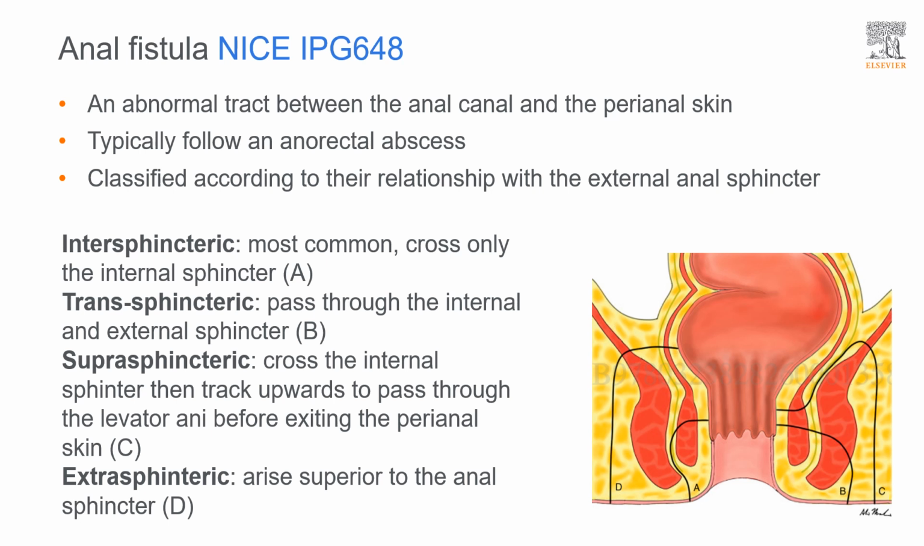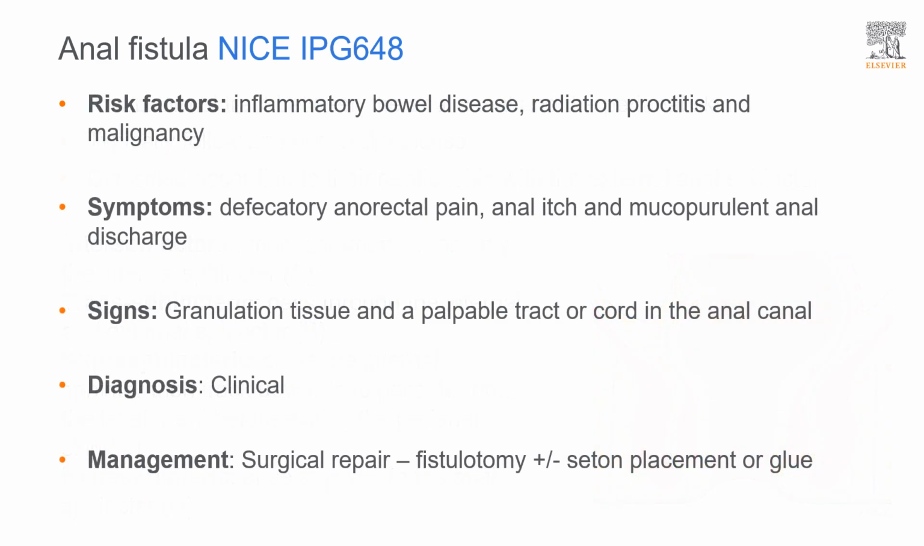Extrasphincteric fistulas arise proximally, superior to both anal sphincters. Key risk factors for anal fistula include inflammatory bowel disease such as ulcerative colitis and Crohn's disease, as we see in this stem, radiation proctitis, and anorectal malignancy. Symptoms include defecatory anorectal pain, anal itch, and mucopurulent anal discharge, but anal fistulae are notably much less painful than anal fissures.